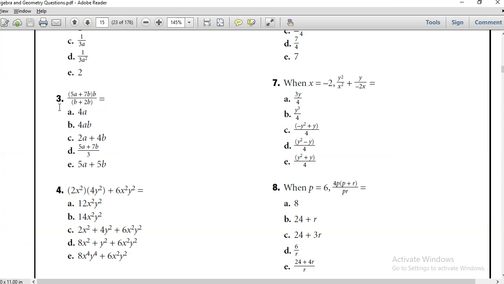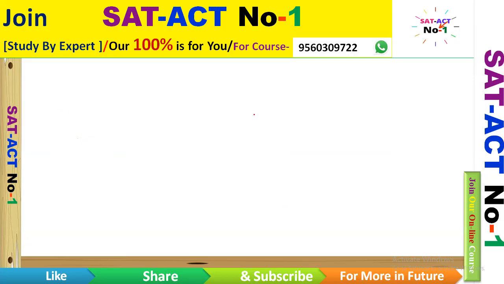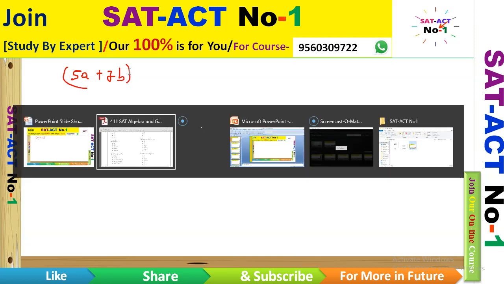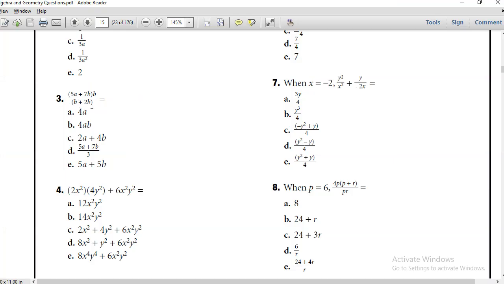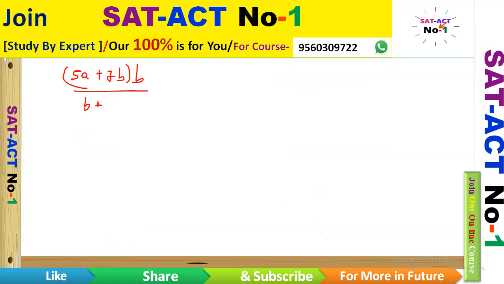We have 5a plus 7b in the numerator. Okay, let me write this first. Sorry. We have 5a plus 7b, then bracket. Then b is there outside the bracket. In the denominator there is b plus 2a. So can we do anything?